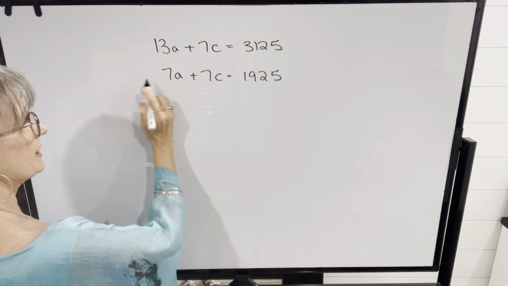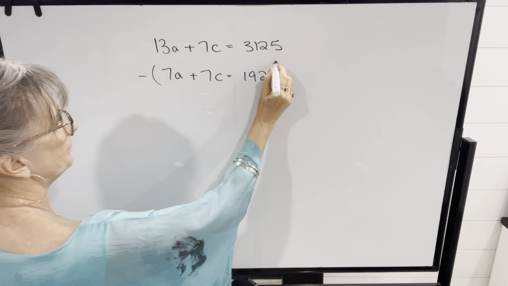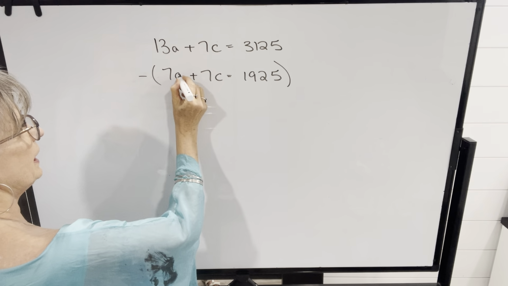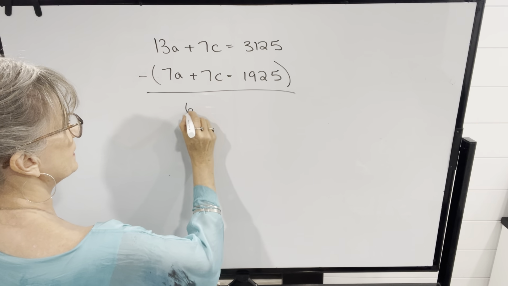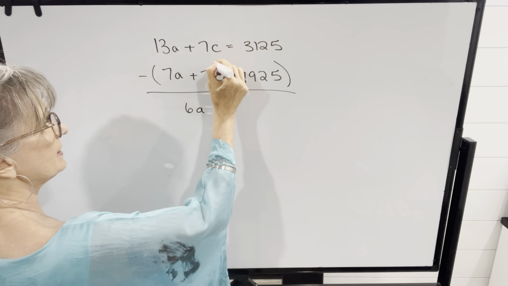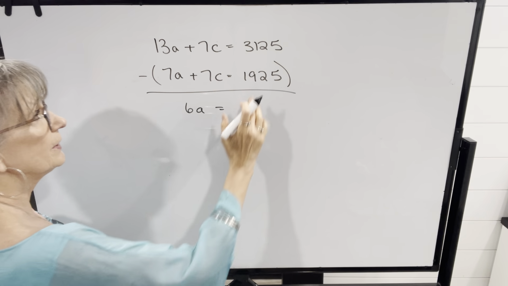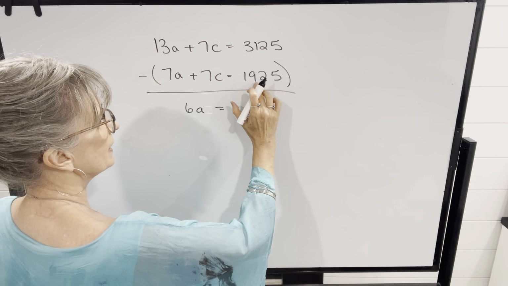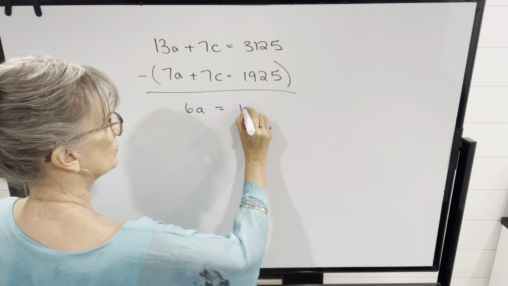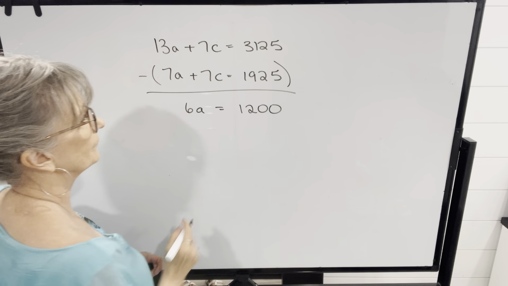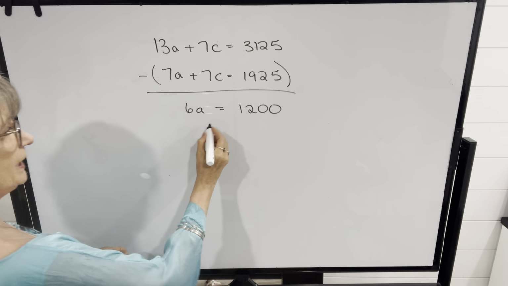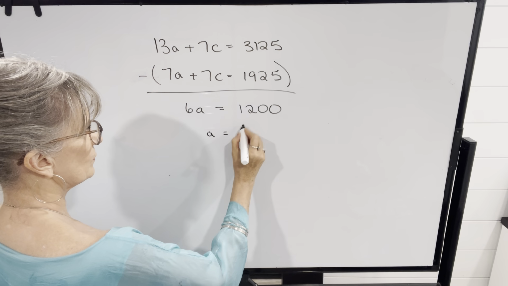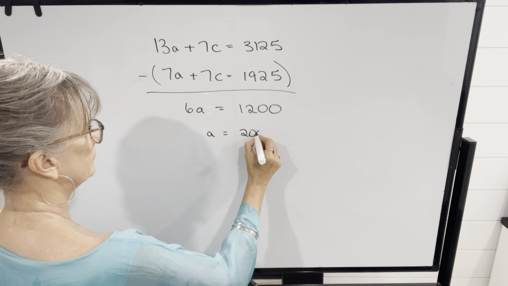So what I need to do is I need to subtract the second equation. So 13A minus 7A gives me 6A. 7C minus 7C is gone. 3,125 minus 1,925 is equal to 1,200. Now I can solve for A by dividing both sides by 6. 1,200 divided by 6 is 200.